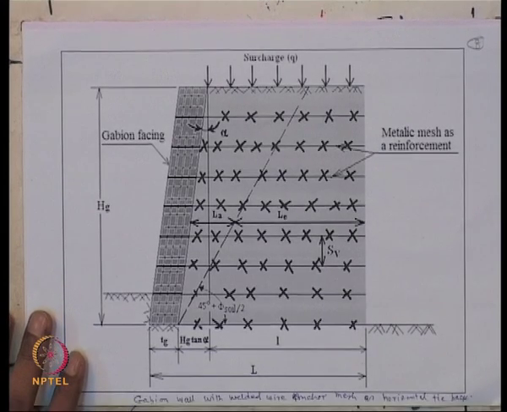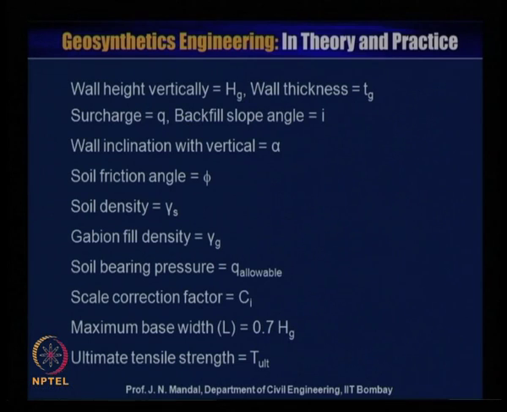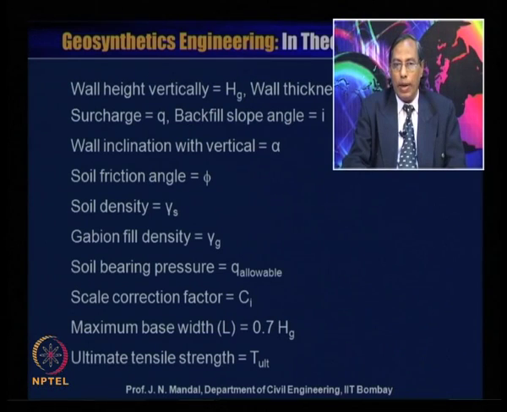So here that wall height Hg is given, and wall thickness is the Tg, and surcharge is Q, and backfill slope angle is i, wall inclined with the vertical is alpha, soil friction angle phi, soil density gamma s, gabion field density gamma g, soil bearing pressure q allowable, scale correction factor Ci, and maximum base width L is equal to 0.7 into Hg, and ultimate tensile strength is T ultimate.